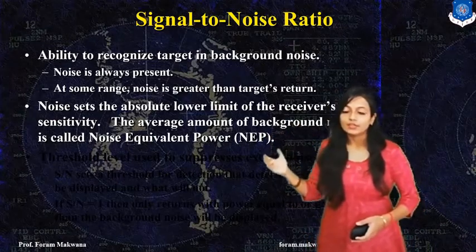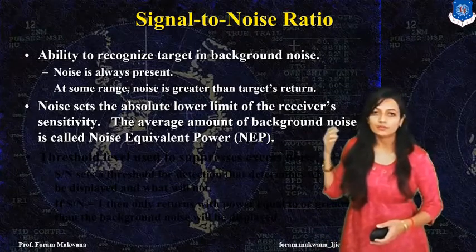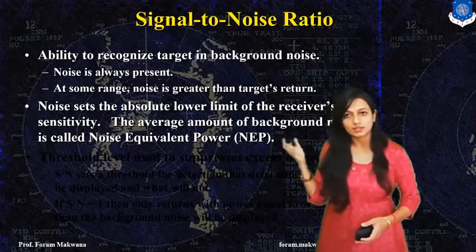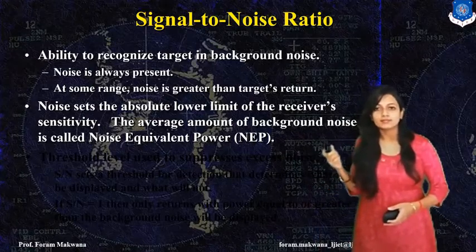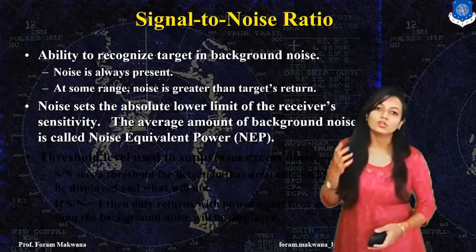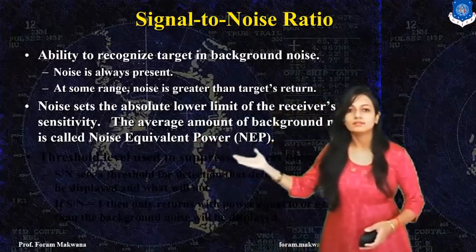Second point, the noise will also set the absolute lower limit of the receiver's sensitivity. The average amount of background noise is called the NEP, that is the noise equivalent power.